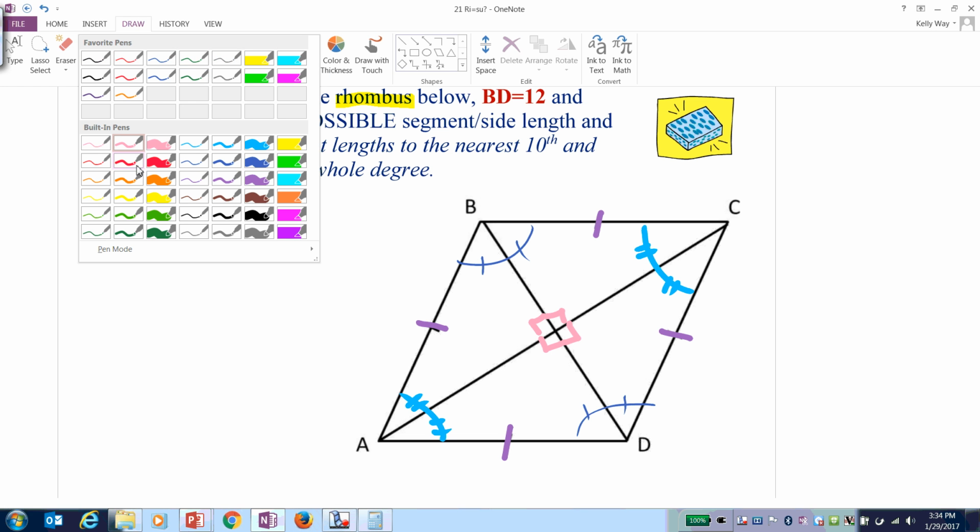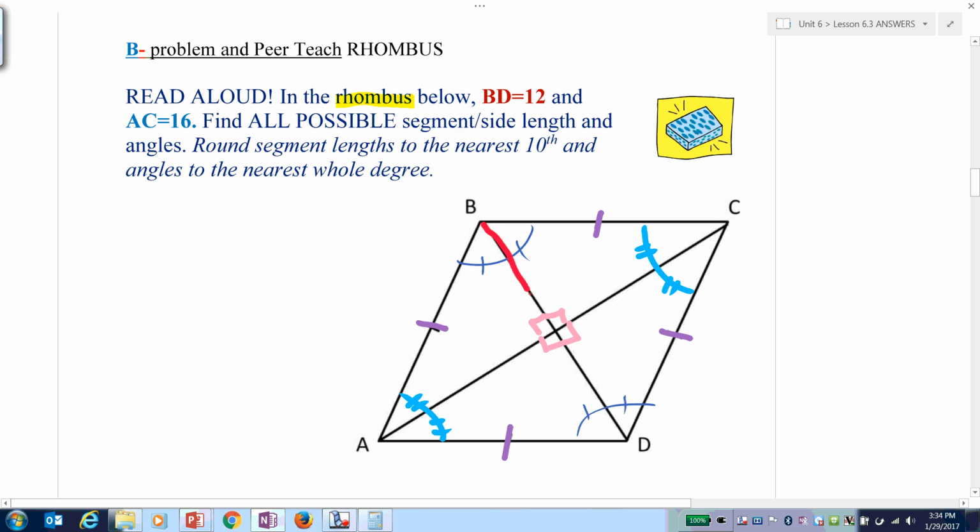We know BD, let's trace it, is 12. And since it's bisected, I'm instantly going to break that down to 6 and 6. A to C is 16. I'm instantly going to break that down to 8 and 8. And that's all we're given, folks. We have ourselves a rhombus with these lengths, and we're supposed to find all side lengths and angles.